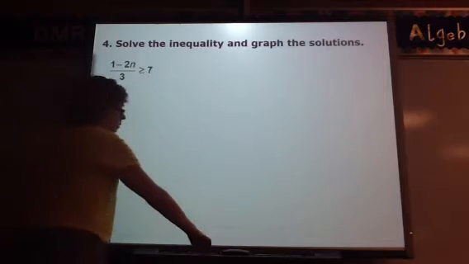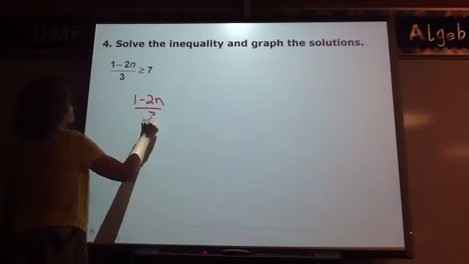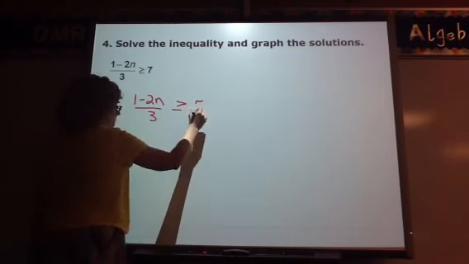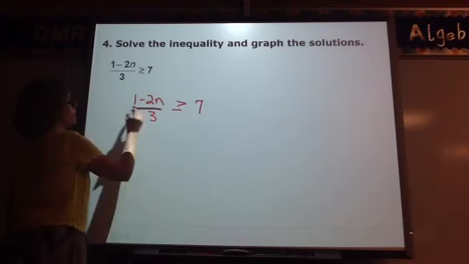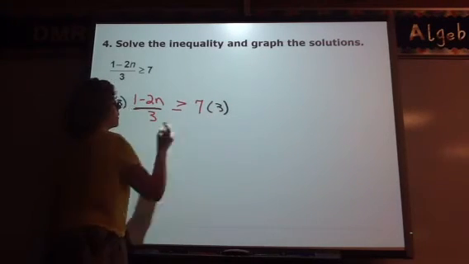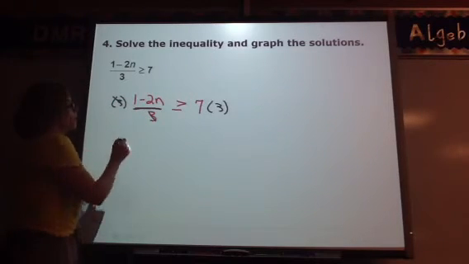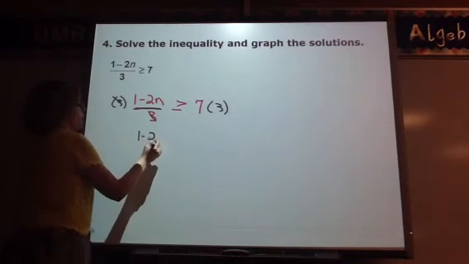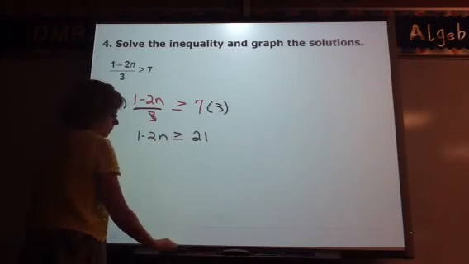Okay, now we're going to kind of do the same process here. Just going to rewrite it so I have room. So my first step is to cancel out this denominator. Inverse of division is multiply. So I multiply both sides of the inequality by 3. 3 over 3 cancels out to 1. On the left side I have 1 minus 2n. On the right side I have 21.